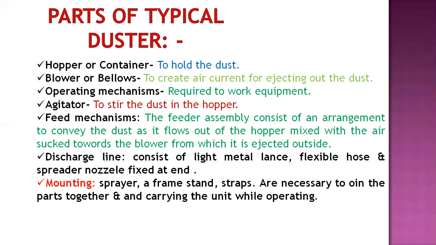It is generally a cylindrical metal vessel with a lid, and the bottom slopes slightly inwards for the smooth flow of dust towards the exit. So this is the hopper or container. Blower or bellows: its function is to create an air current for ejecting out the dust. The blower consists of an enclosed metal fan with blades which suck in air while revolving and force it out laden with the dust.